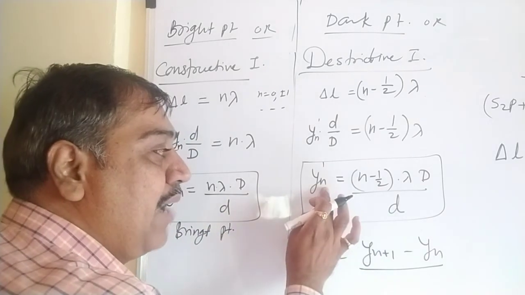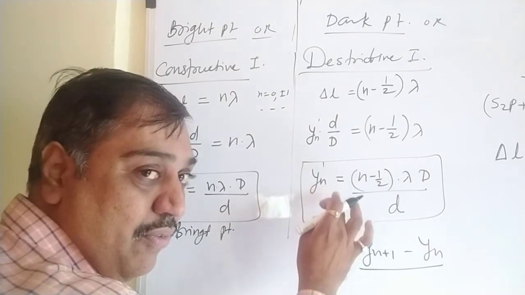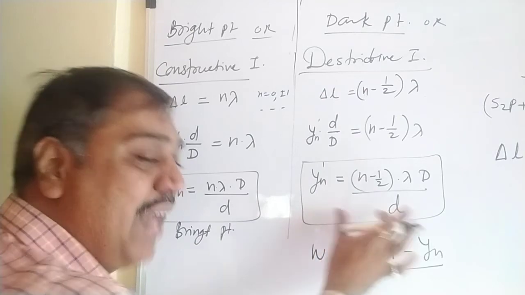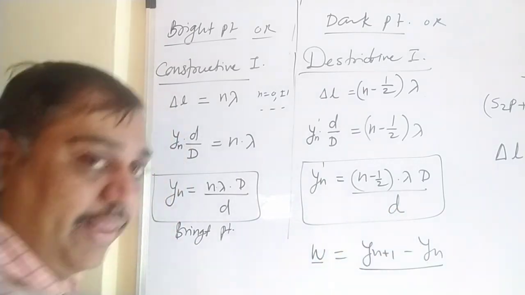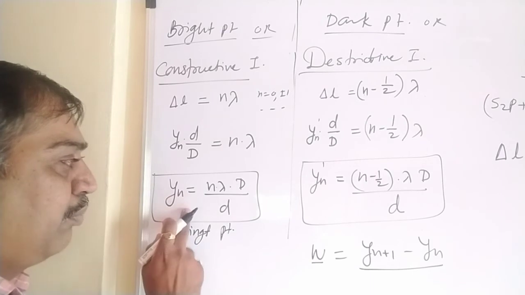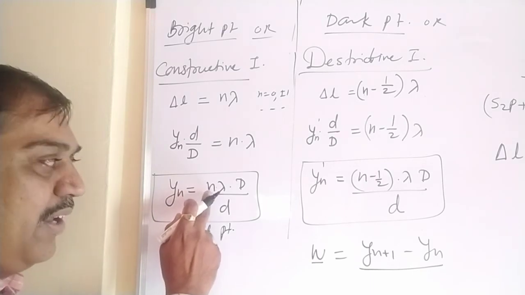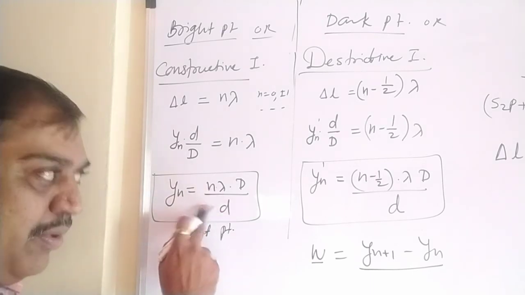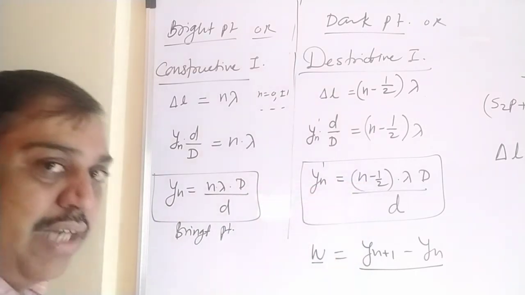Similarly, y'(n+1) minus y_n'. So that is the distance between consecutive dark points, and that is said to be the fringe width, represented by W. If we put the value of n plus 1 here, and subtract the same term, put the same thing here, and just solve it.